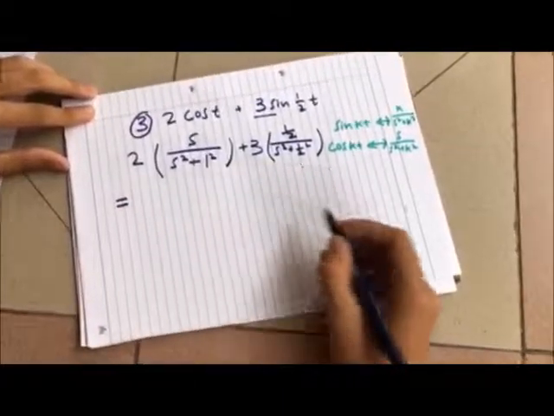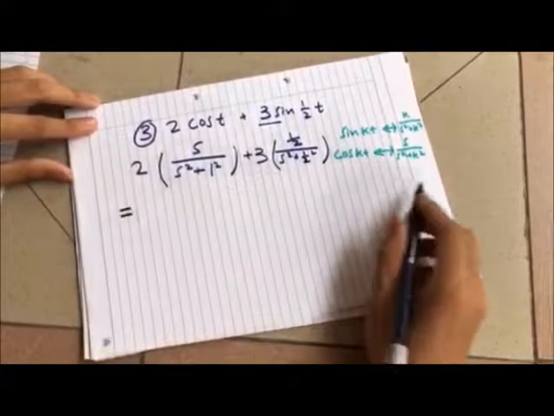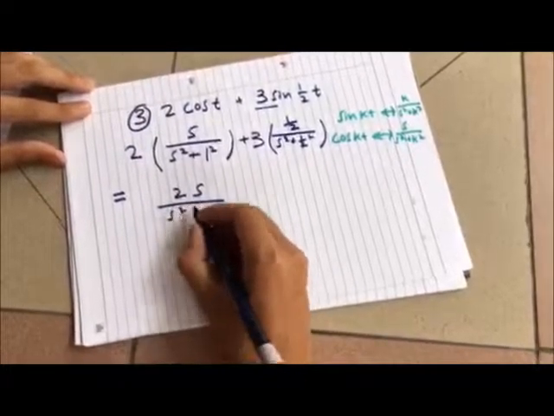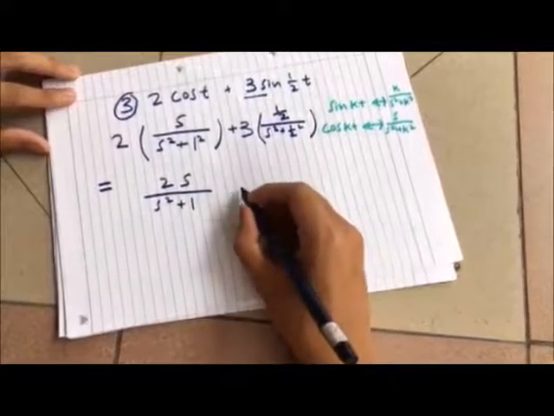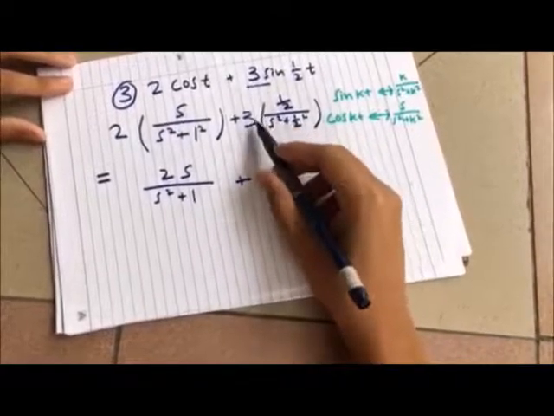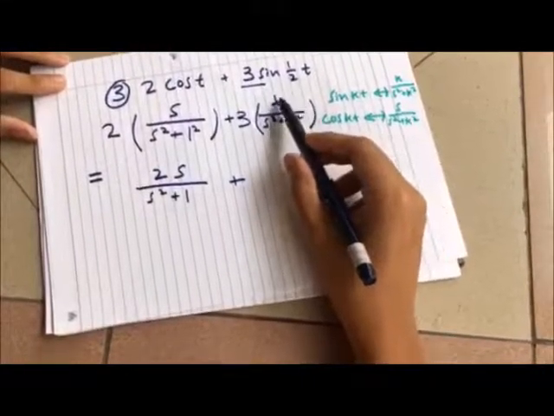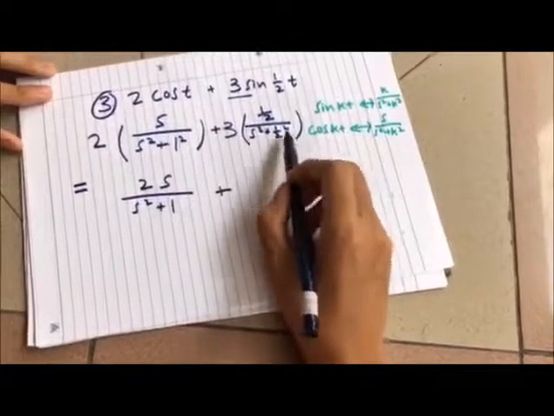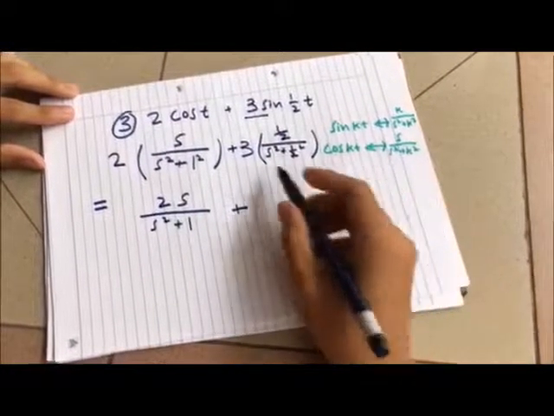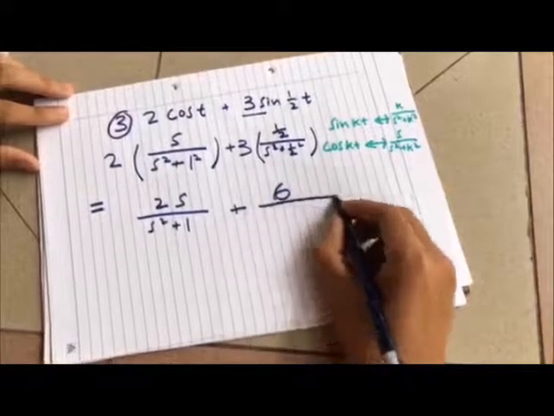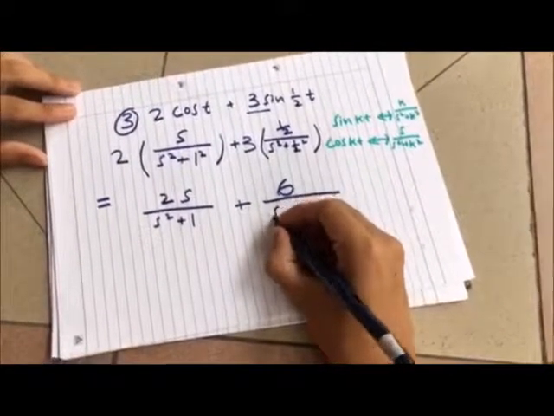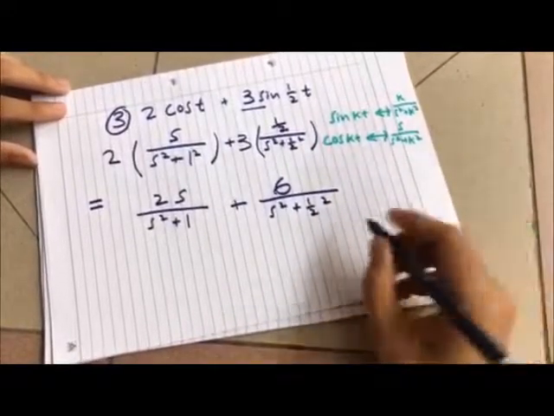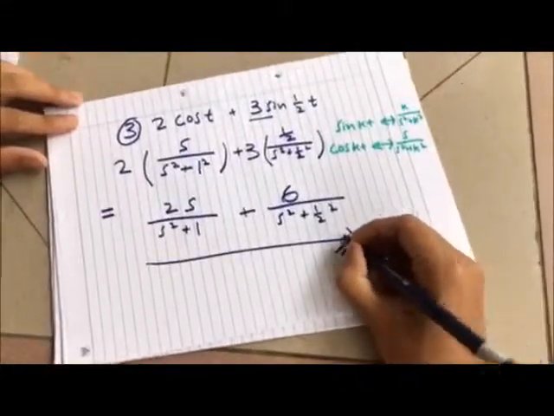Now, simplifying the entire equation, we have 2s over s squared plus 1, plus 3 times 2, because half over its denominator will give 2. So this will be 6 over s squared plus half squared. And this is your answer.